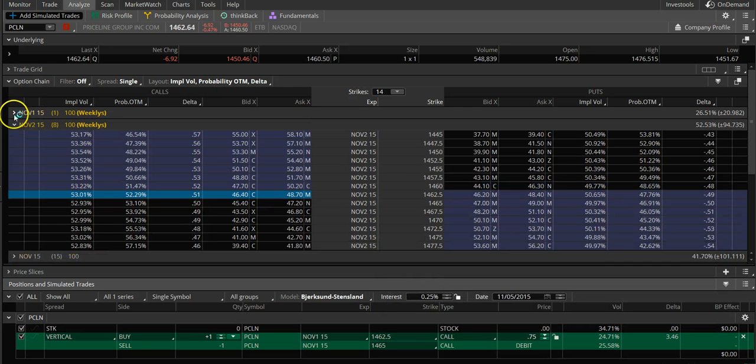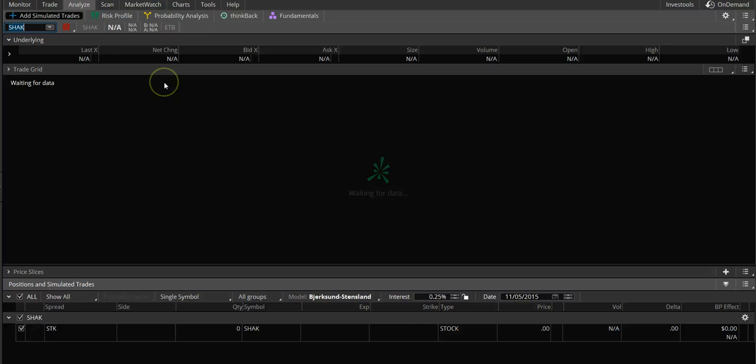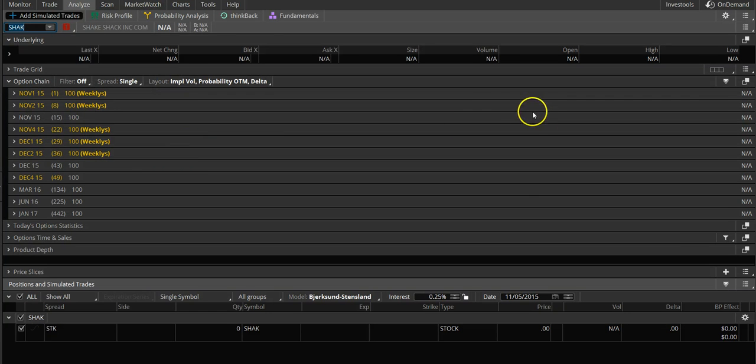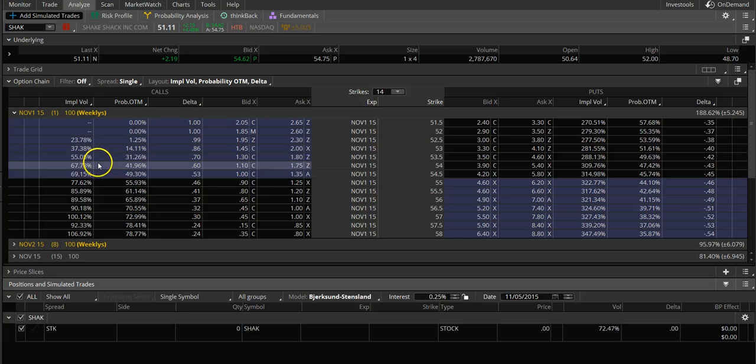So who announced tonight? You know who announced today? Shake Shack. S-H-A-K. Let's look at that. So Shake Shack is announcing, and look at the volatility on Shake Shack. 188% because they announced today. Look at what the volatility drops to tomorrow, 95, and then it just keeps going down from there. But they really price the options very expensive.